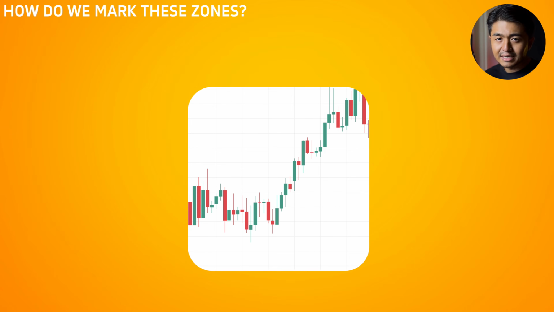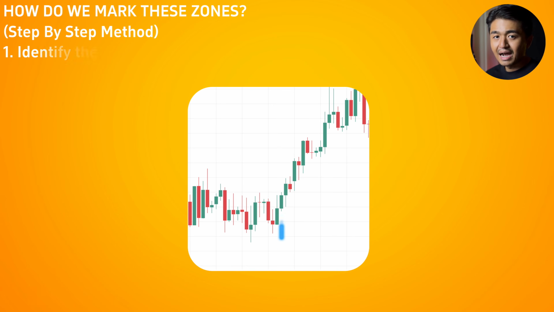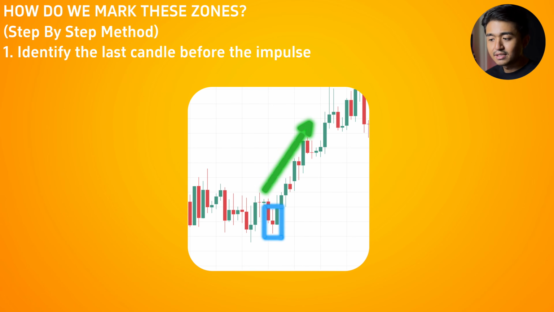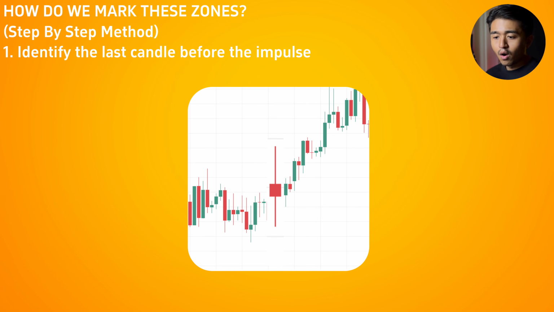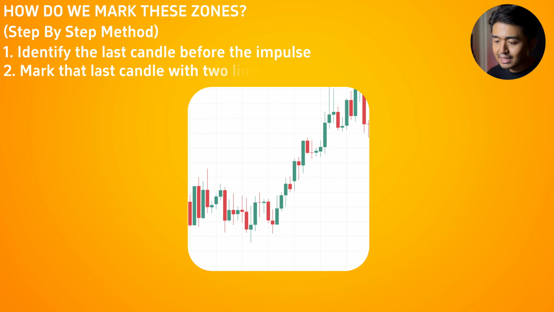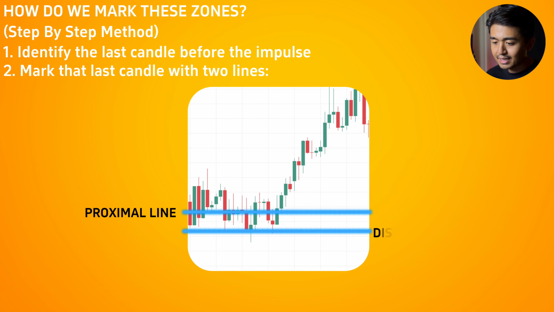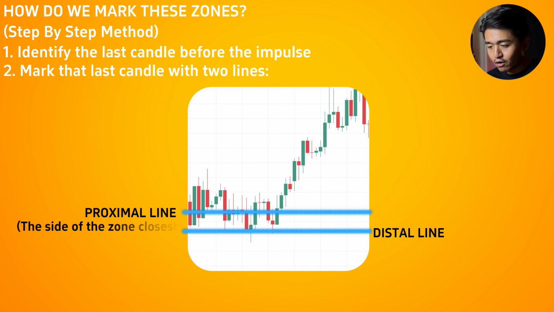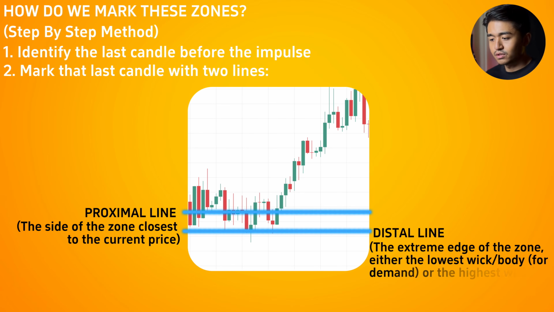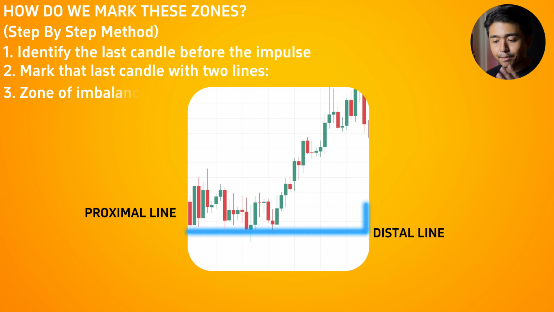So how do we actually mark these zones on the chart? Here's my step-by-step method. Identify the last candle before the impulse. This is usually a small indecision candle, often with wicks, where nothing major happened. Right after this candle, you will see a big strong move. That's your leg out. Mark that last candle with 2 lines, proximal line and distal line. Proximal line means the side of the zone closer to the current price, and the distal line means the extreme edge of the zone, either the lowest wick or body for demand, or the highest wick or body for supply. Number 3, the box between the proximal and distal line is your zone of imbalance.